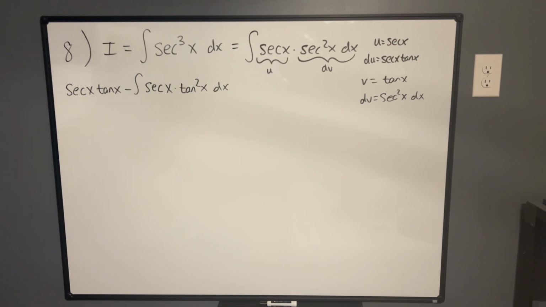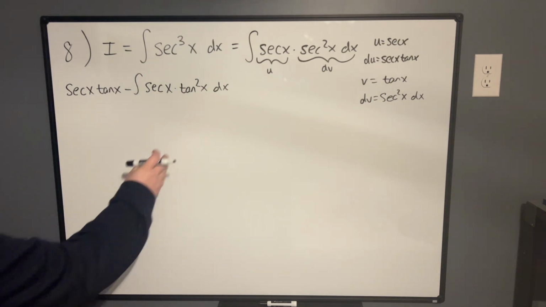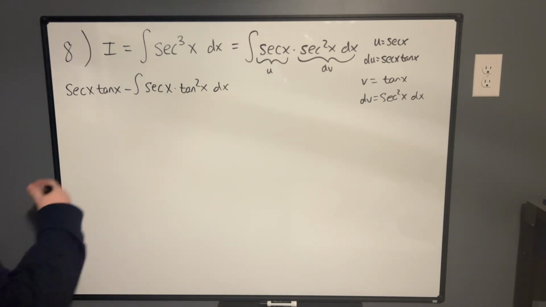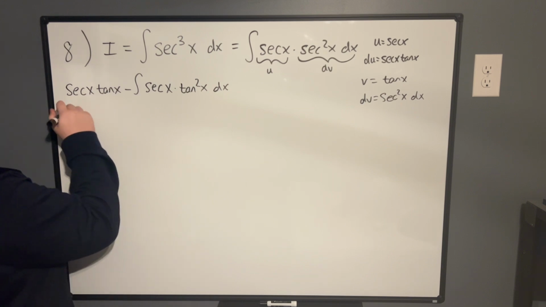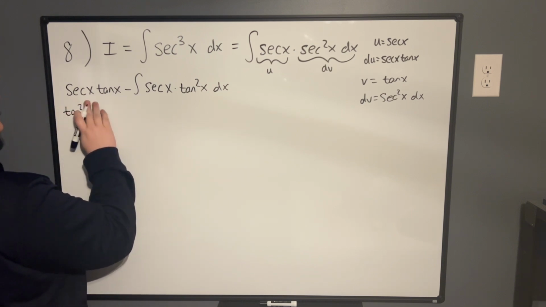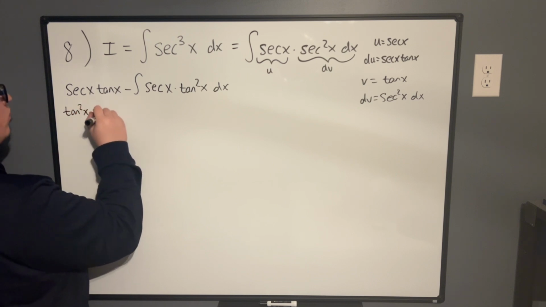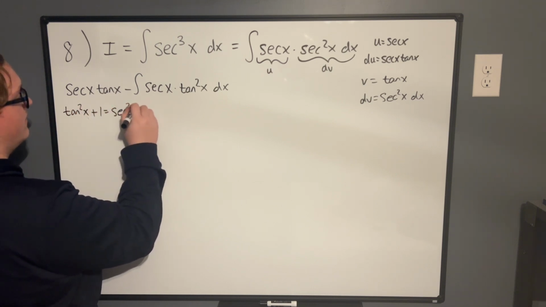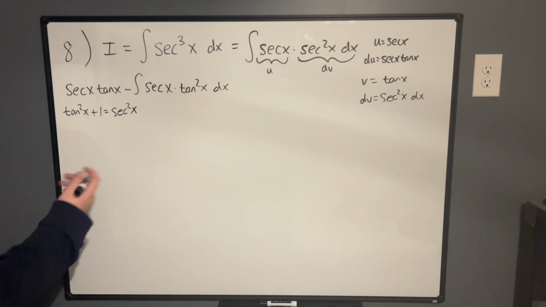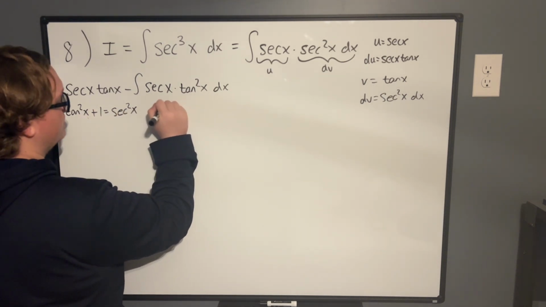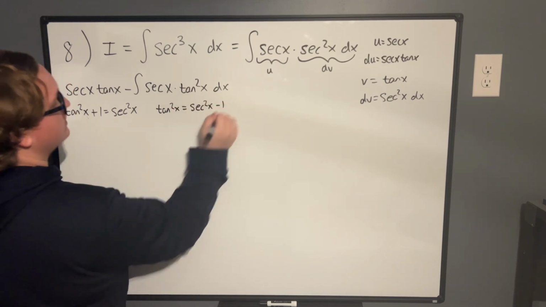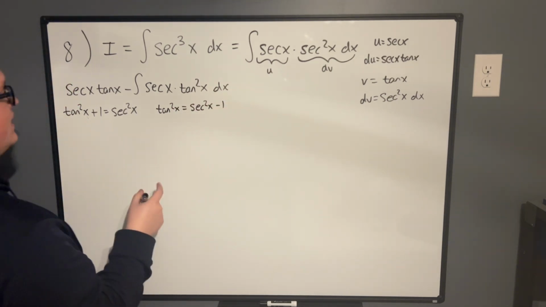So what we're going to do is rewrite tangent squared as one of the Pythagorean identities. If you don't remember that, we have the identity that tangent squared of x plus 1 is equal to secant squared of x. So if I want to rewrite that in terms of secants and ones, tangent squared x is going to be secant squared x minus 1. So let's substitute that in.